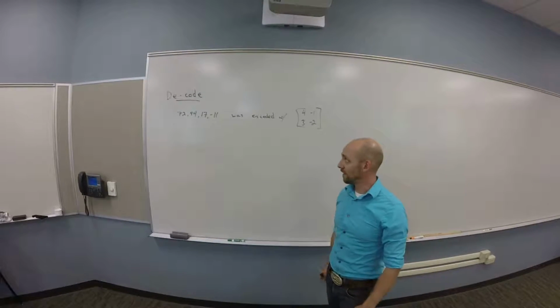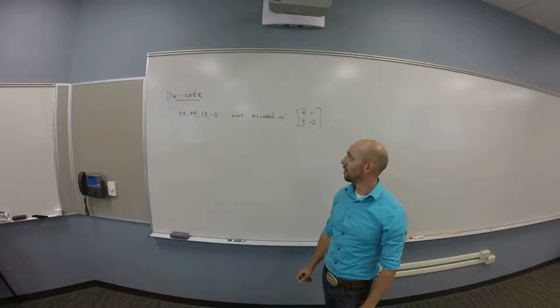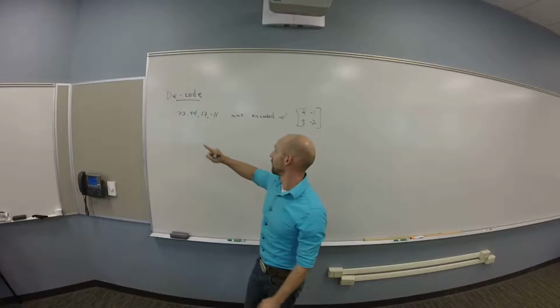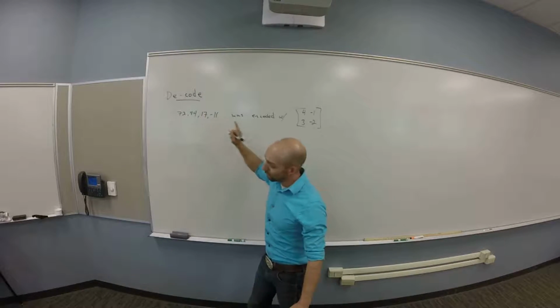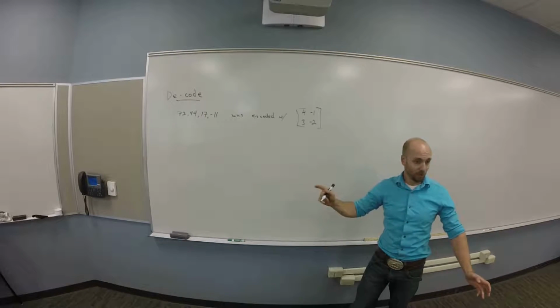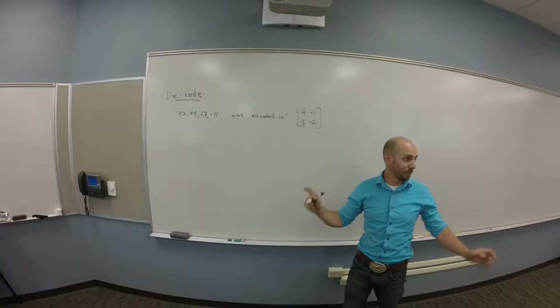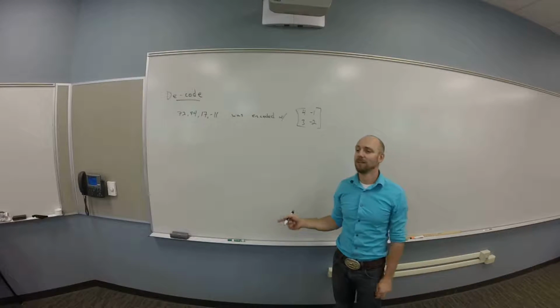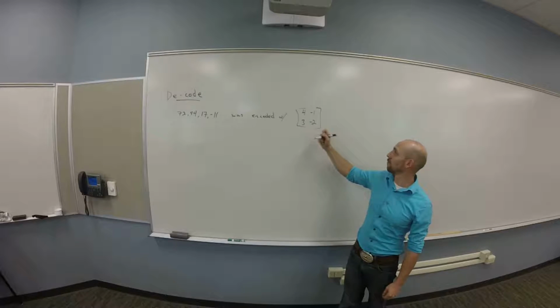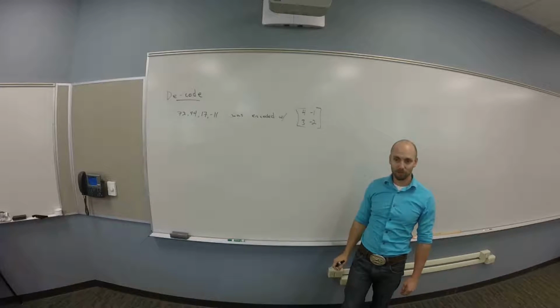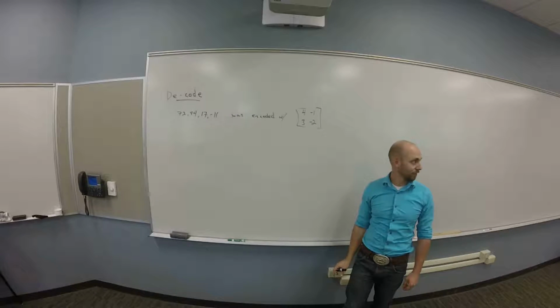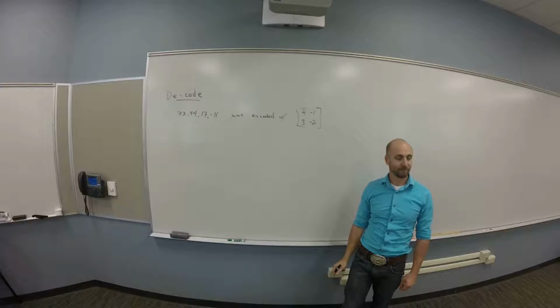So let's see if we can decode something. I have a little string of numbers: 72, 44, 17, negative 11. Hopefully you recall, I'm just checking my arithmetic here. This was encoded with this matrix from before, which hopefully I wrote down correctly. Cool. How do I unencode something?